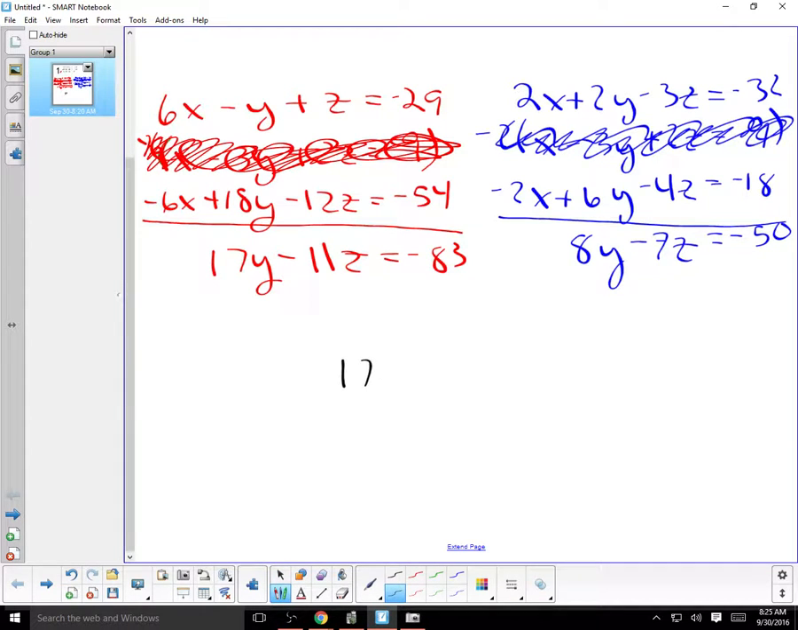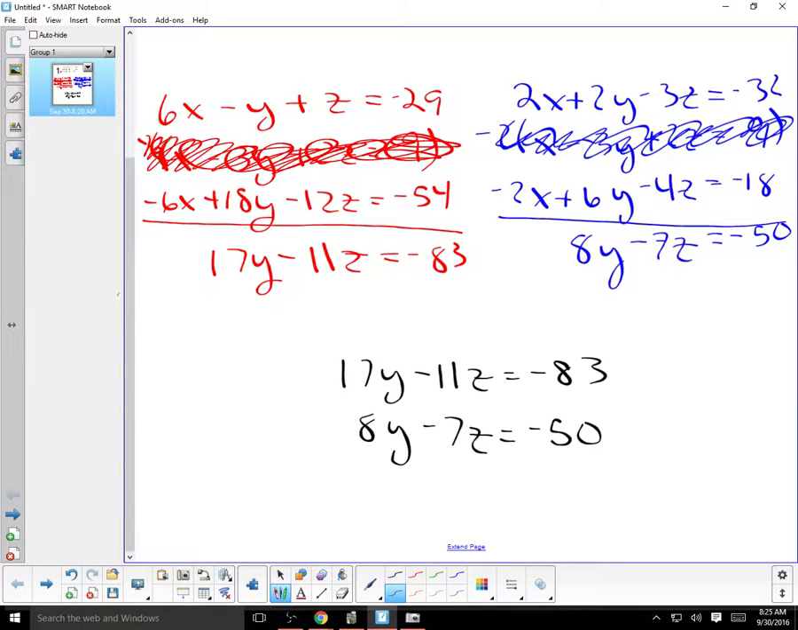It's going to be 17y minus 11z is equal to negative 83, and 8y minus 7z is equal to negative 50. So you see, I just put those together to make a new system. Now, which one do you want to get rid of this time?